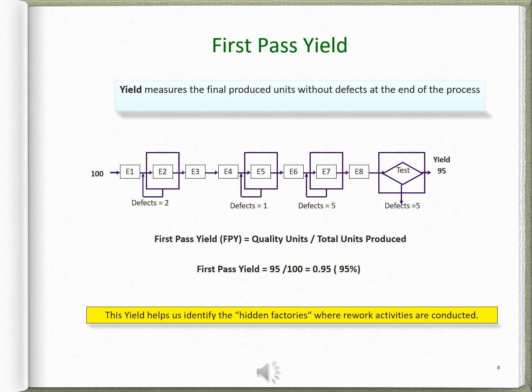Suppose we have a process consisting of 8 steps, from E1 to E8. 100 units go to the initial step, while 95 OK items go to the final step. Thus, 95 quality units divided by the 100 units give us a 0.95, or 95% first pass yield. Note that first pass yield does not consider the number of defects that occur in the process, only at the final stage. Therefore, this yield helps us identify the hidden factories where rework activities are conducted.